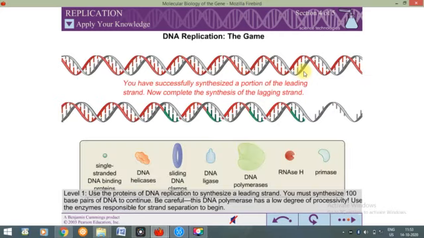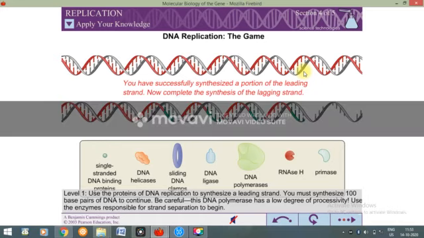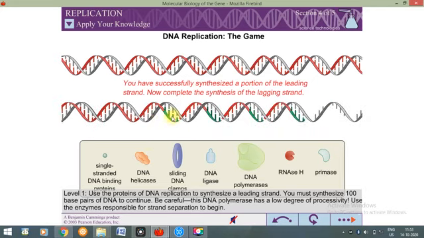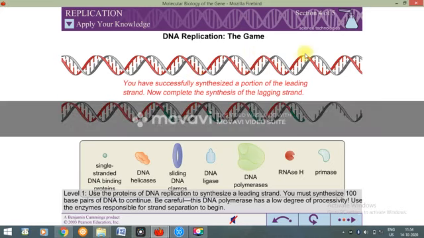Alright, so you have successfully synthesized a portion of leading strand. Now complete the synthesis of lagging strand. Let's come to the second strand. Now if this is the lagging strand, let's say the lower one, you can see there are a number of RNA primers over here because the process is discontinuous. On the other hand, in the leading strand, you can see only red molecules, right? Because the process is continuous and you can see a large stretch of DNA.